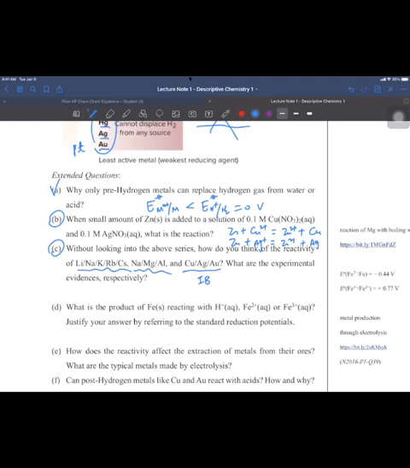Definitely more reactive, right? Size is getting larger, easy to lose electrons. Because when those metals react with water, the metal loses the electron and transfers it to the water, and the H+ in the water gains the electron, right? Produce hydrogen gas. This is the idea. So definitely it's getting more reactive.